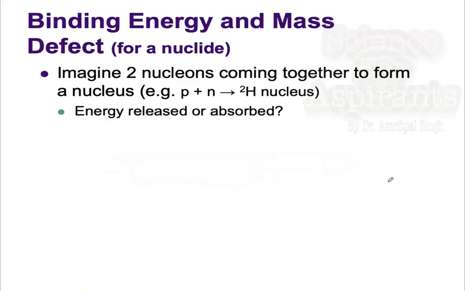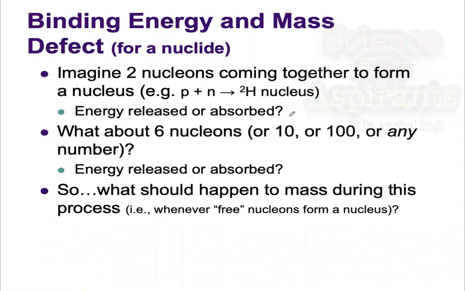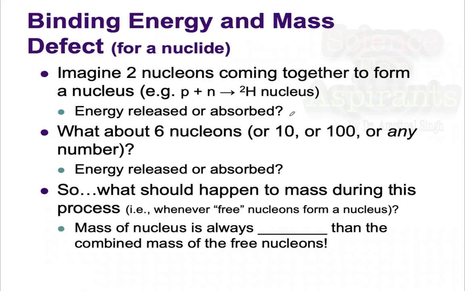For that, we need to find out the mass defect. Imagine there are two nucleons coming together and forming a nucleus. In such a process, what do you think? Either energy is released or some energy is absorbed. Similarly, if we increase the number of nucleons, you will see that more and more energy is released.